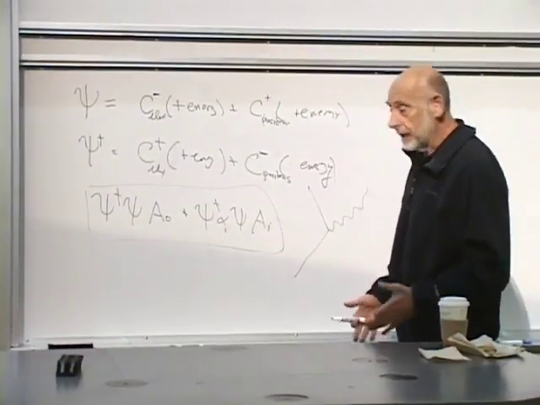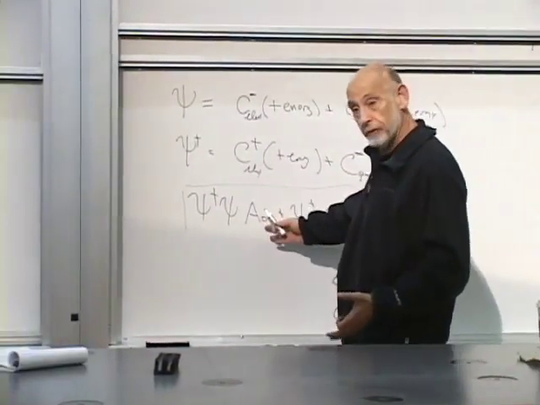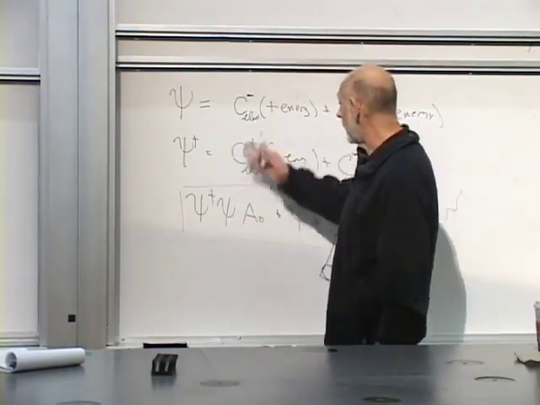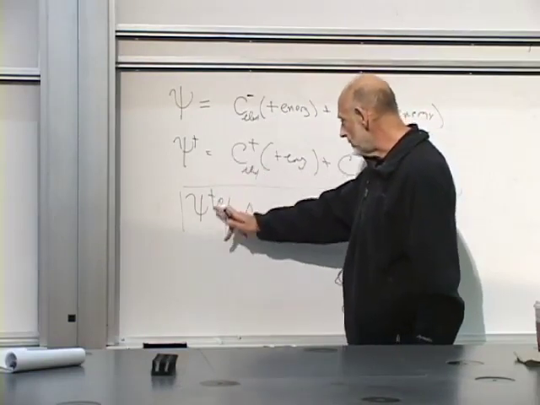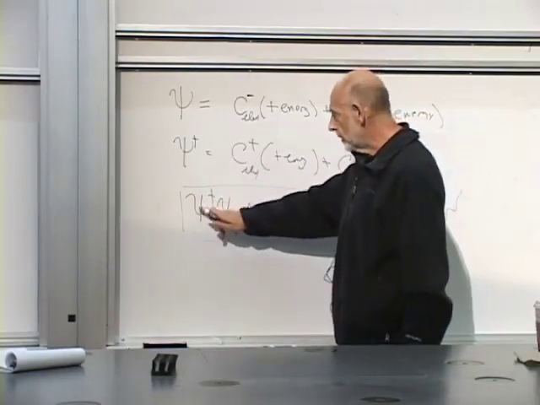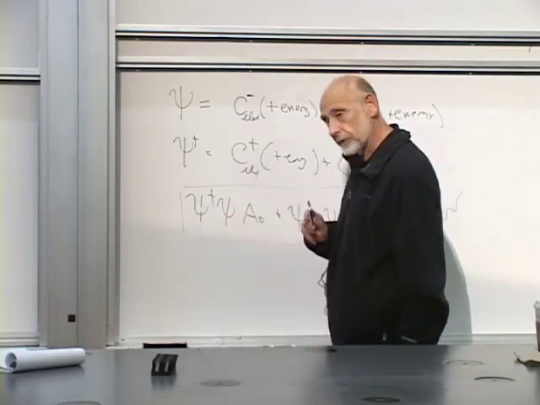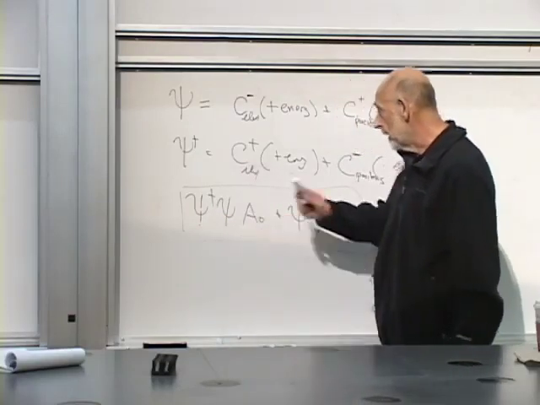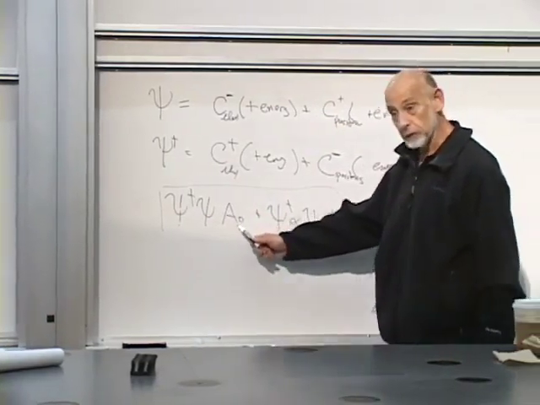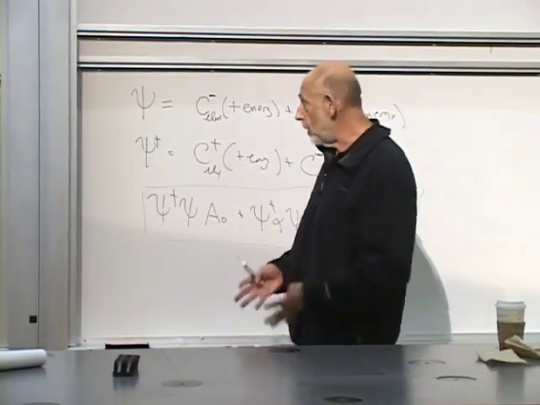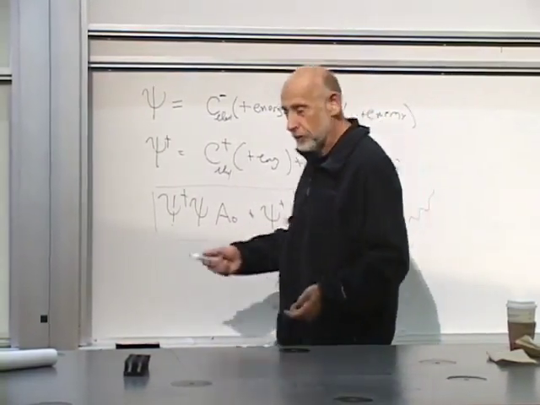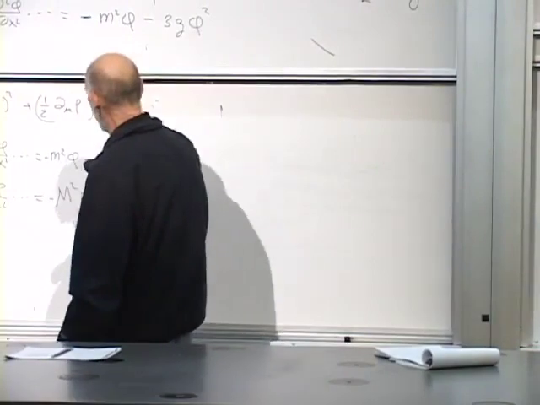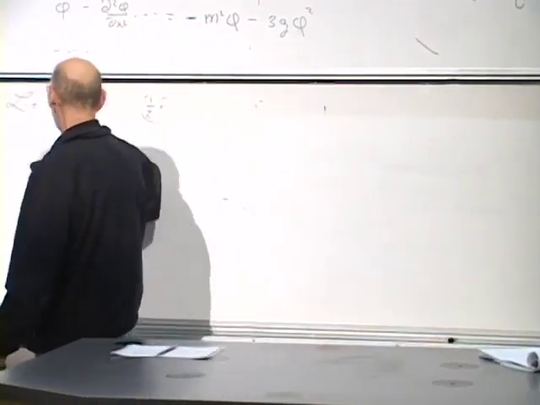Now, what does A have in it? A has creation and annihilation operators for photons. So what we have here is products of creation operators for electrons and annihilation operators for positrons. Here's annihilation operators for electrons and creation operators for positrons. And here's creation and annihilation operators for photons. So it describes a whole variety of different kinds of processes in which electrons, positrons, and so forth are created and annihilated. Let's draw some of them.